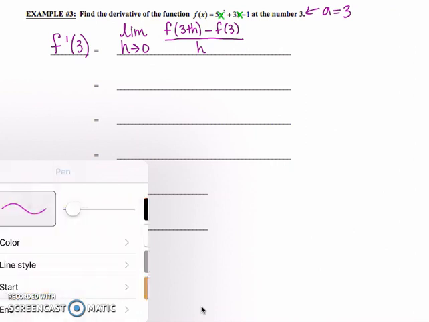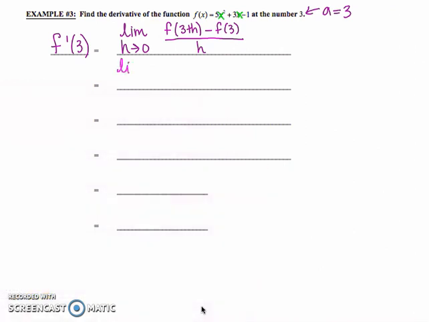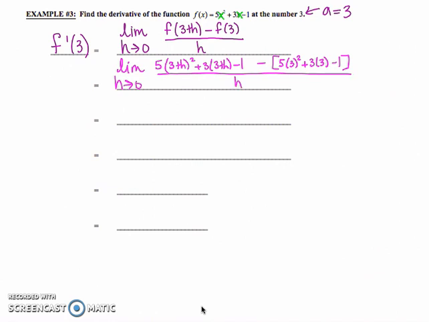Just wait and see. All right, so the next step is going to be the limit as h approaches 0 of. Now I'm going to plug 3 plus h in for x in the function. So it's going to be 5 times 3 plus h quantity squared plus 3 times 3 plus h minus 1. That's f of 3 plus h. Minus, and I'm going to use a bracket because we have to subtract all of f of 3. So 5 times 3 squared plus 3 times 3 minus 1. And that's all over h.